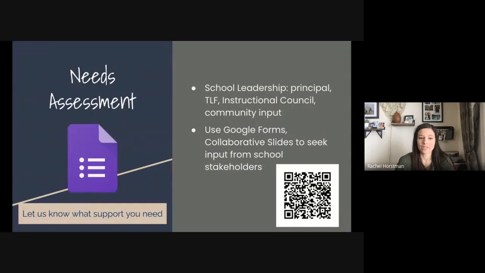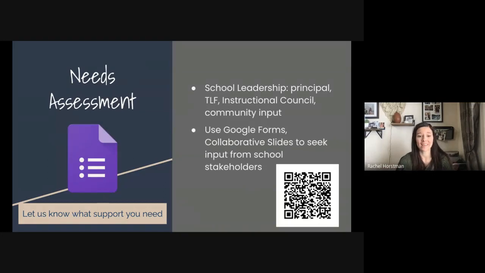I also want to direct your attention here to this needs assessment. You can scan with the QR code. If you're following along in the slide deck, you can click on the image. It's also in the speaker notes. But this is really helpful for us so that we know where you're at in your planning process and how we can best support you going forward.